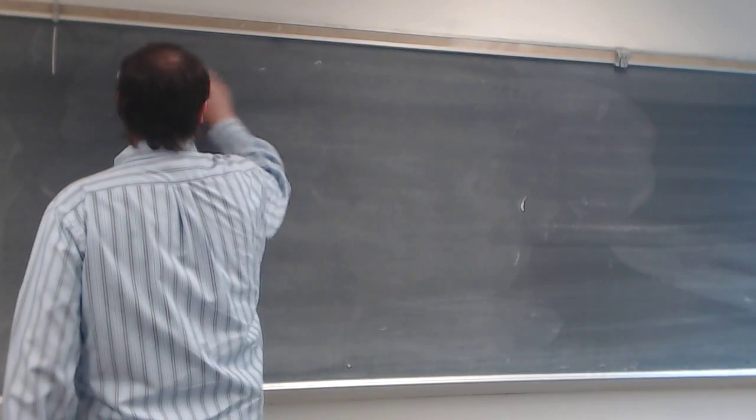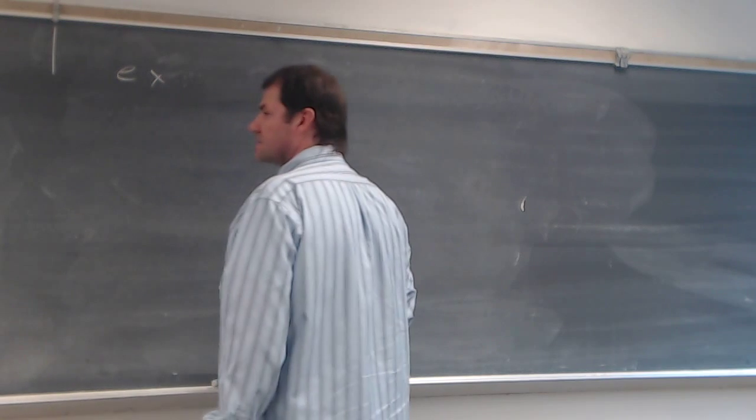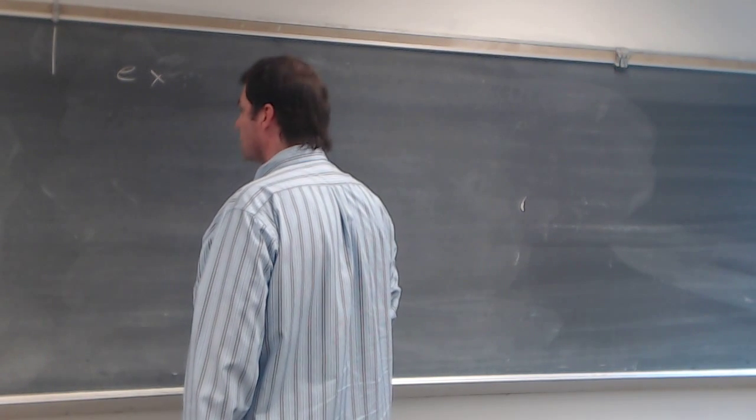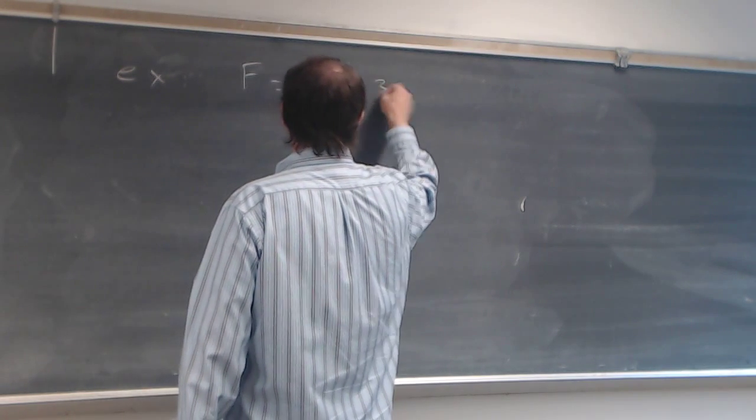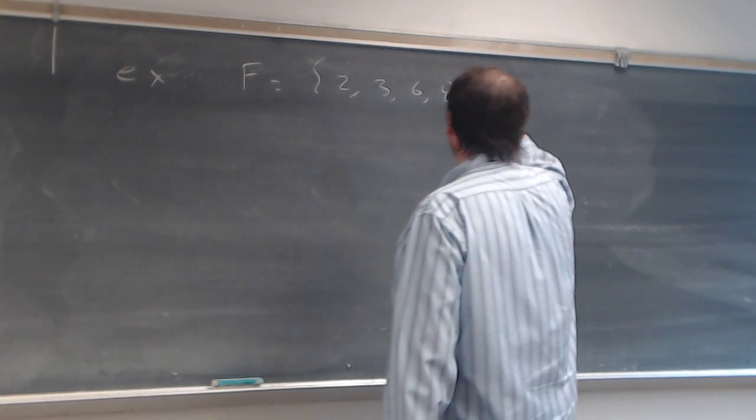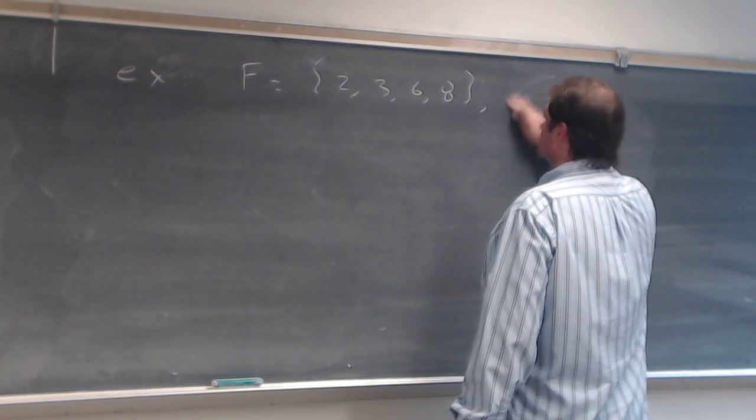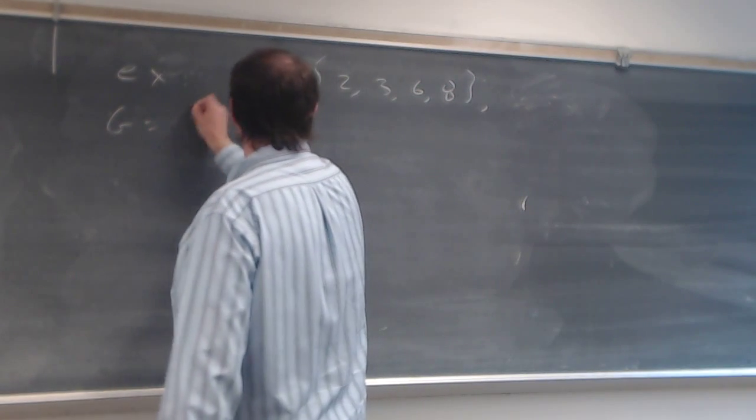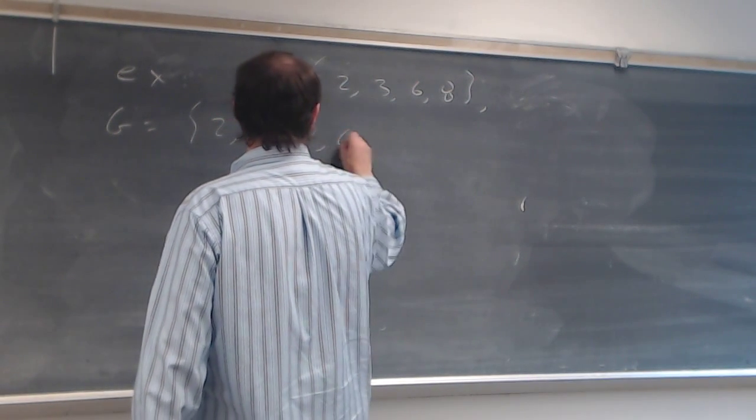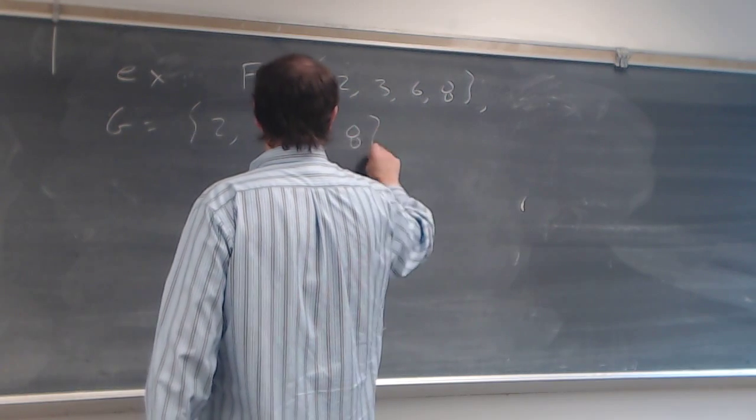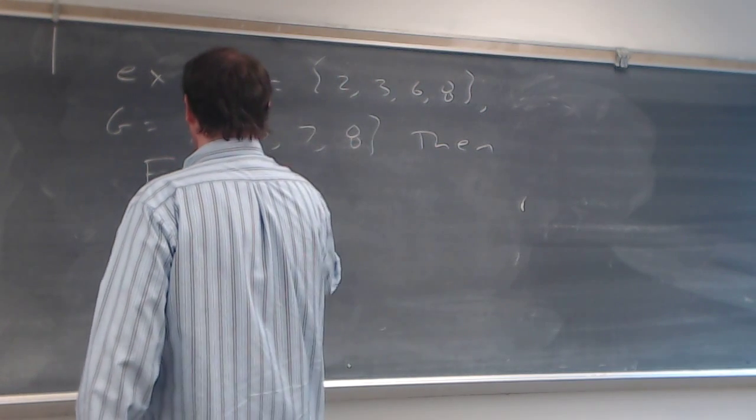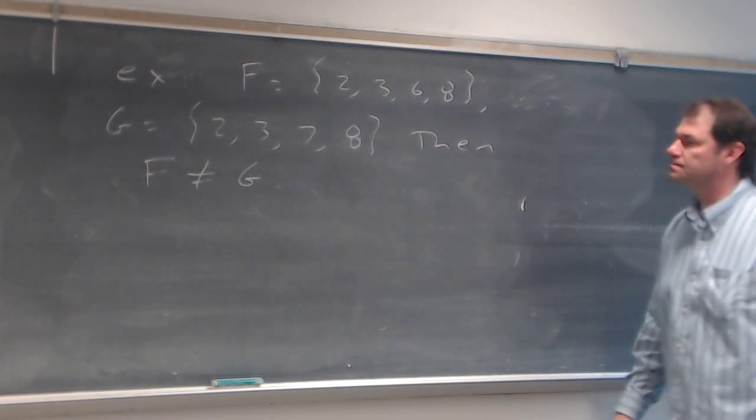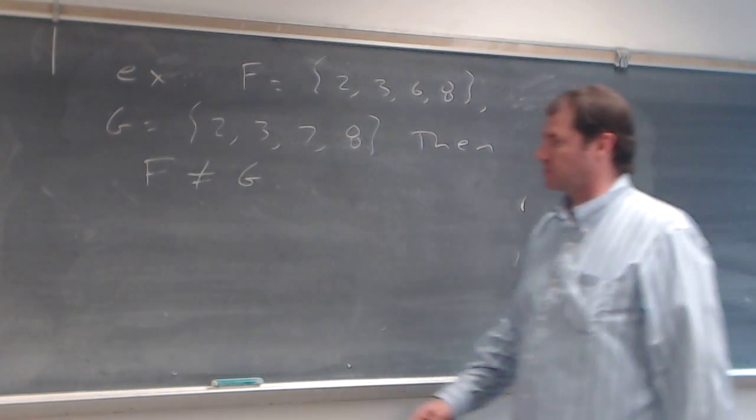I want to look at another example. Let F be equal to 2, 3, 6, and 8, and G be equal to, let's say, 2, 3, 7, and 8. Then F and G are not the same. So F doesn't equal G. That's an example of two sets not being equal.